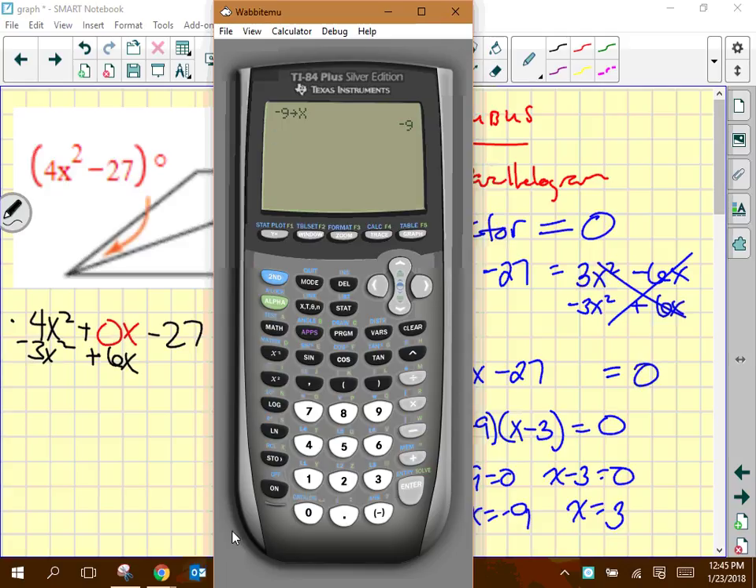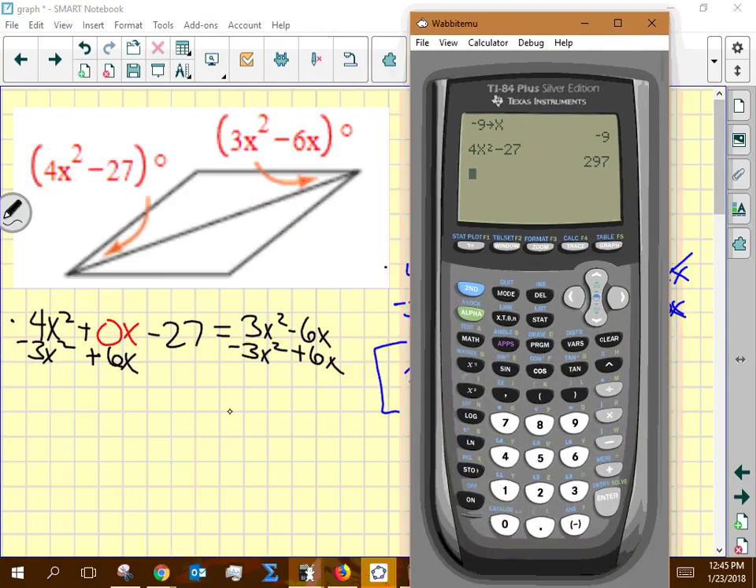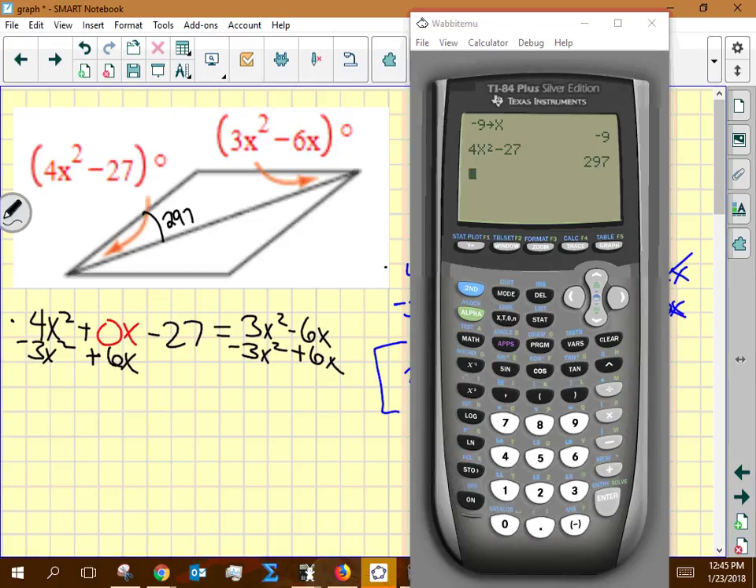Now I'm going to type in 4x squared minus 27, hit enter, and it's going to give me that angle to be 297 degrees. Okay? And here is where we need to make sure that we understand what's going on. We just said, by using negative 9 as a solution, that this angle here becomes 297, right? What is that angle right there going to be? 297. What is that angle right there going to be? 297. Does anybody see a problem with that?